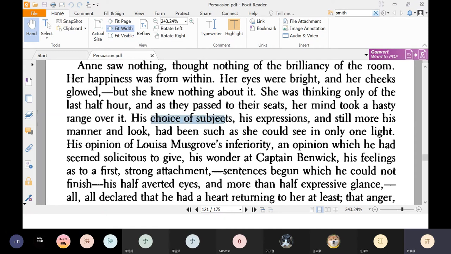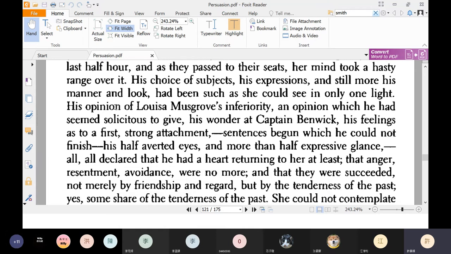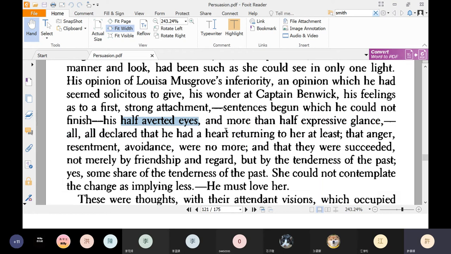His, Wentworth's, choice of subjects to talk about, conversation subjects, his expressions, and still more his manner and look, had been such as she could see in only one light, so she could only understand all of this evidence one way. His opinion of Louisa Musgrove's inferiority, which he had seemed solicitous to give, so he wanted to say it. Nobody had to force him to say it. He wanted to say this. His half-averted eyes, eyes which could not really look at Anne, and more than half-expressive glance. So when he did look at Anne, the look said a lot. All declared that he had a heart returning to her at least.